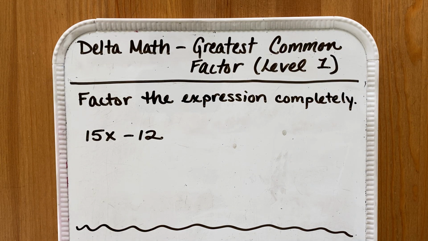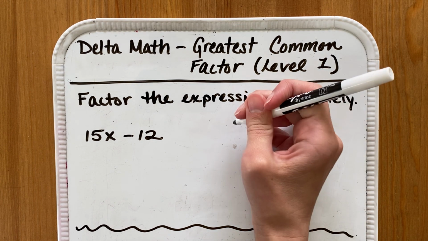These examples come from the greatest common factor level 1 section of Delta Math. So this would be our assignment for today. Your instructions say factor the expression completely, which just means you want to make sure you take the greatest common factor and not just any common factor.